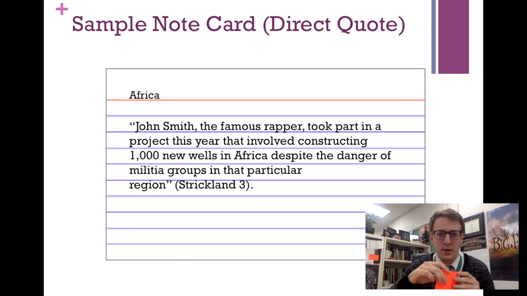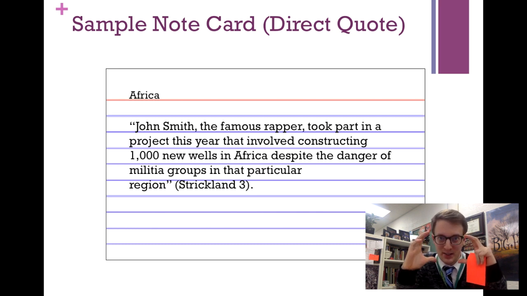A sample note card that I have for you right here is all entirely made up. So this is a direct quote, right? Quote, John Smith, the famous rapper, took part in a project this year that involved constructing 1,000 new wells in Africa despite the danger of militia groups in that particular region. Strickland, author's last name, and there was a page number 3, okay? And then end quote, of course. Now in the top corner, I wrote down Africa because that's what it's talking about.